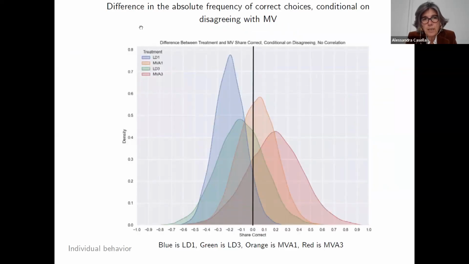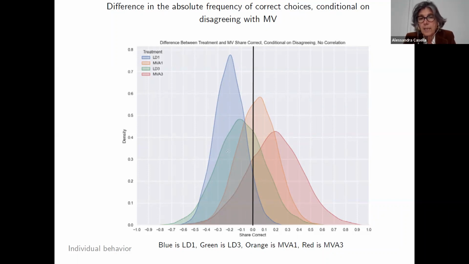And maybe a better way of saying what I just said is to look at the differences in the frequency of correct choice conditional on disagreeing with majority voting. One of the problems is that too many decisions are the same. So look only at the decisions in which LD or MVA or abstention lead to a different decision relative to majority voting. What is the frequency with which they are correct? The black line is 0. So if you are on the left of the black line, it means that you are more likely to be wrong than right when you disagree with majority voting. And if you're on the other side, you're more likely to be right than wrong.